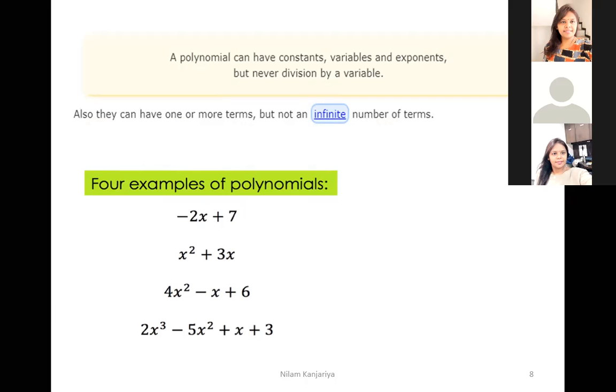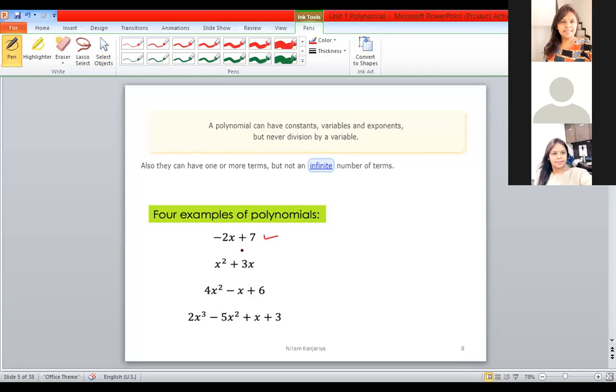Look at the first example. This is a polynomial because it has a constant term, and the power is positive, so it is a polynomial. Second, again both terms have a positive power, so again you can say this is a polynomial. Again, this is a polynomial, and x^6 is x raised to power 0. So these four are polynomials. Why it is a polynomial, we discuss in the tutorial.